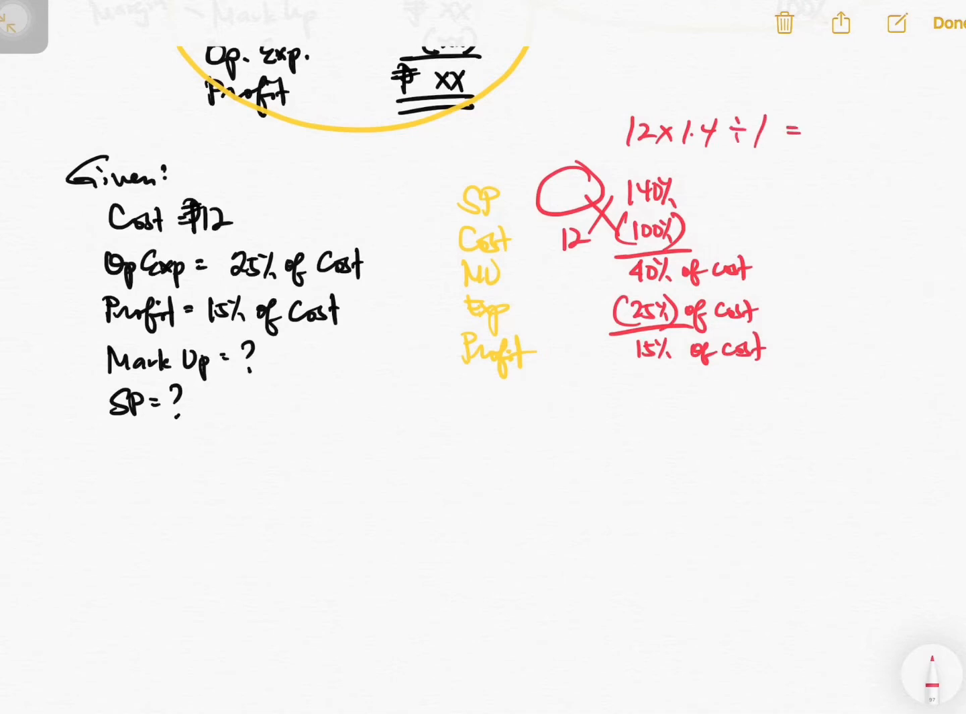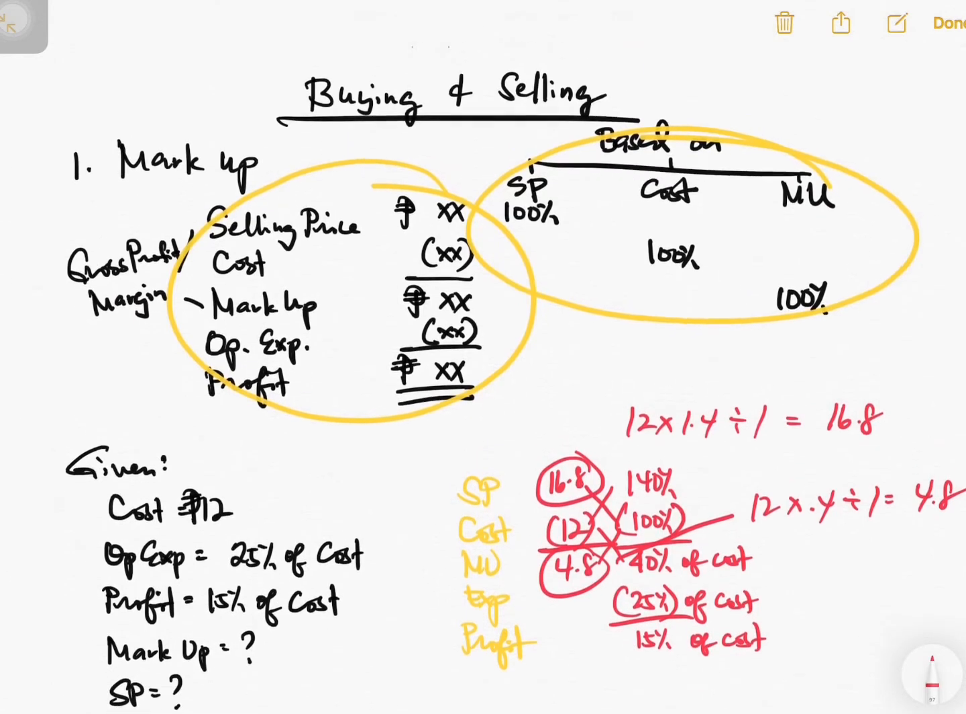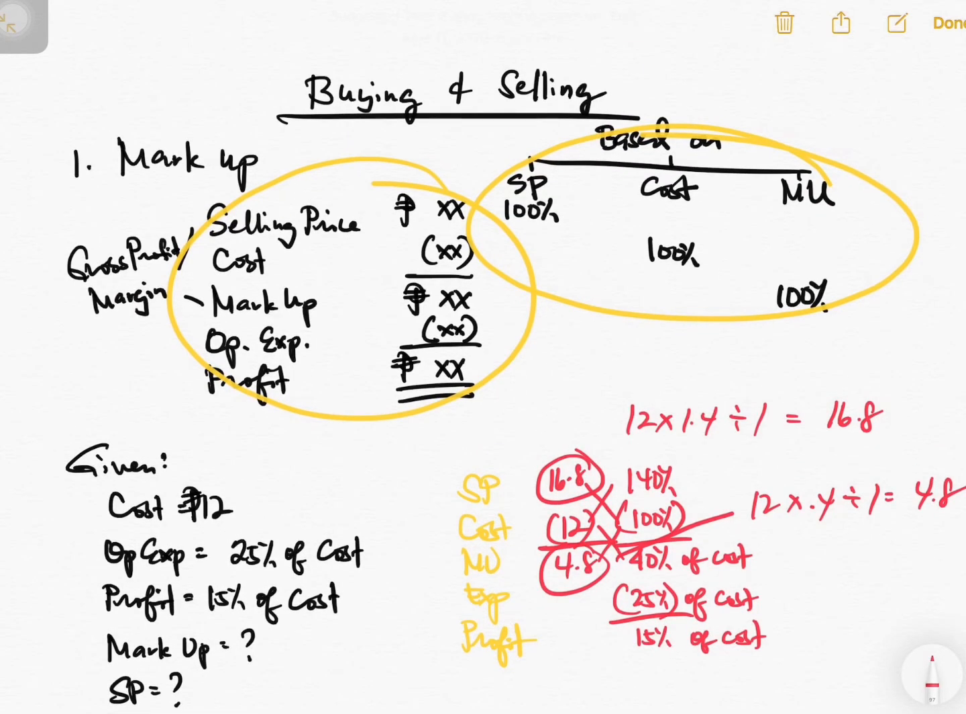The answer is 16.8. So that's the selling price, 16.8. How about the markup? The answer is 4.8, but you can also cross multiply this part. So to compute this, 12 times 0.4 divided by 1. So that's 4.8. Okay? So that's how you play around with the answers using this template. Again, whatever the basis is, that's 100%.